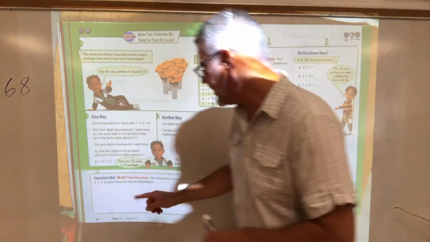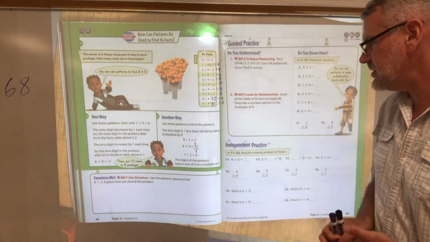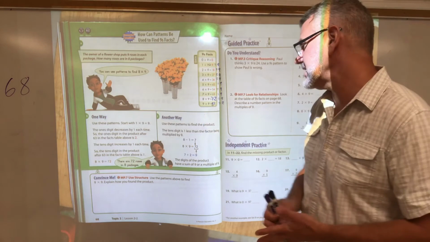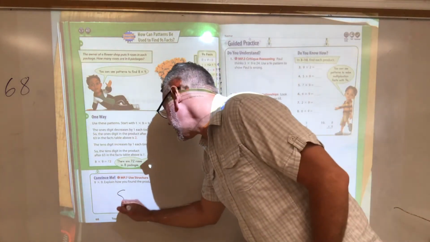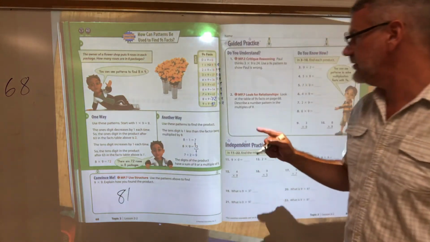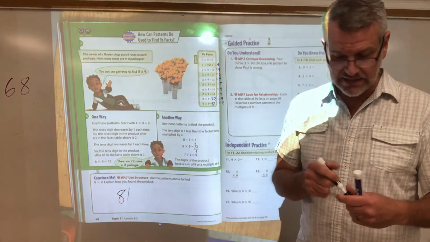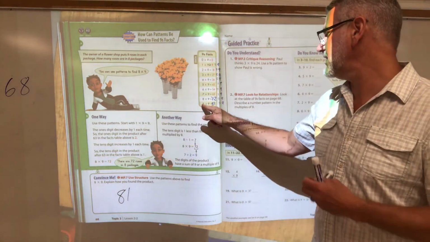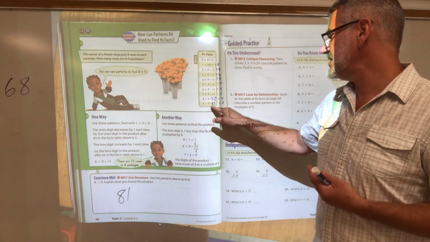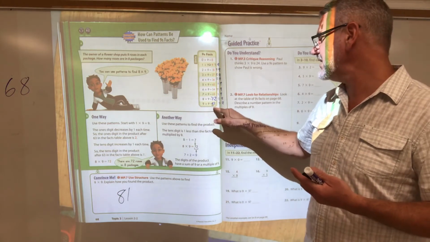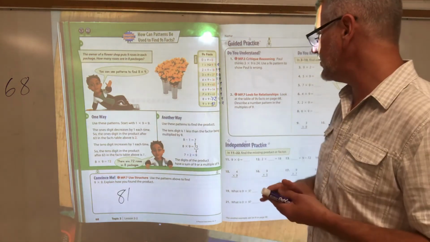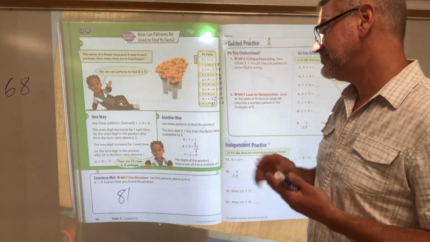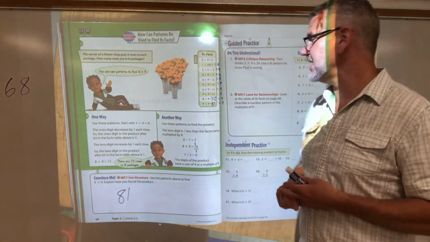Let's look down here at the bottom. To convince me, use the patterns above to find 9 times 9. Well, we already did that. It was 81. Explain how we got that product. Well, however you did it. Maybe you knew that the tens place would be 1 less than the 9, and then the two digits had to equal 9 when you add them together. However you figured it out, you can write that here.